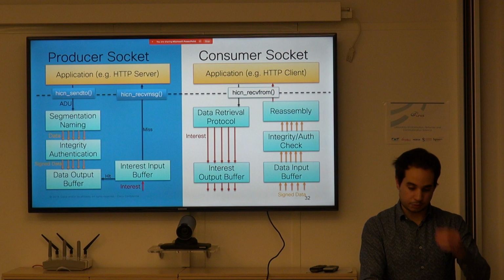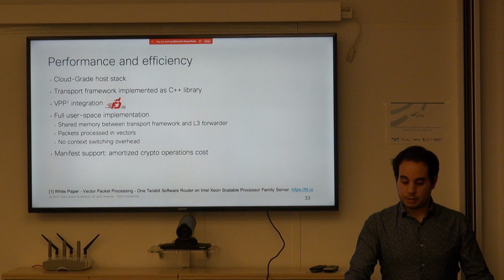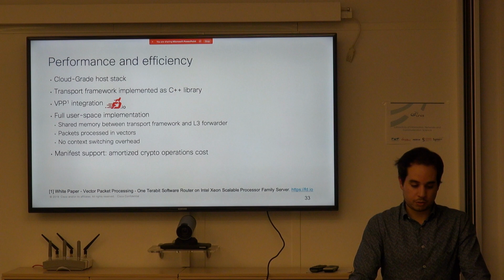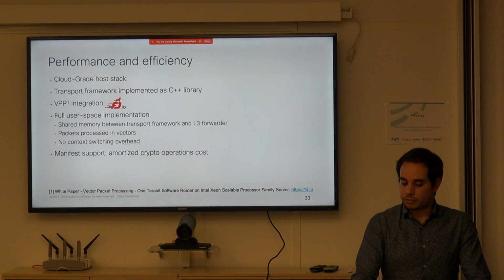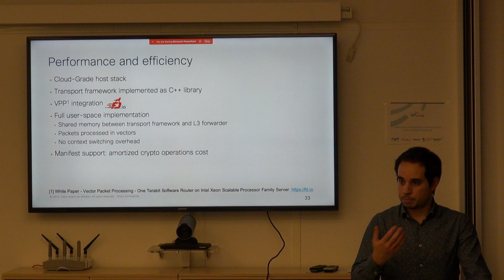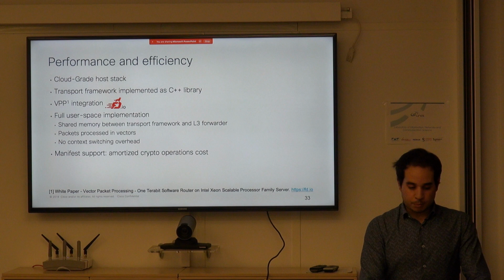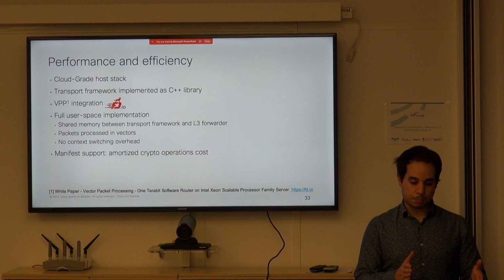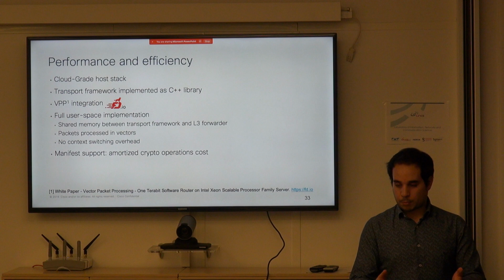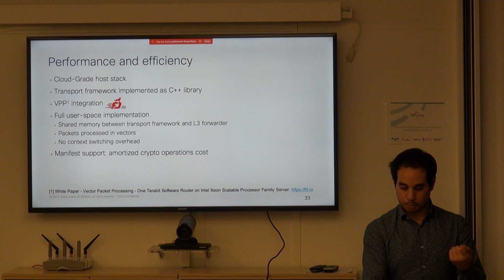So we developed a prototype of this transport, and while developing it, we took care of performance and efficiency. We developed it in C++ and integrated it into the VPP framework. VPP is a vector packet processing framework, if you're not familiar with it, and is able to forward packets at high speed using normal servers, basically avoiding continuous system calls by doing everything in user space. Also, our implementation is in user space. So we created a shared memory between the VPP forwarder and the transport stack. And we use this shared memory to exchange data without calling a system call per packet. In this way, we are reducing the overhead.